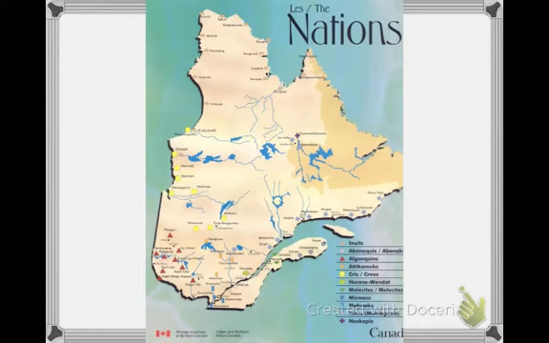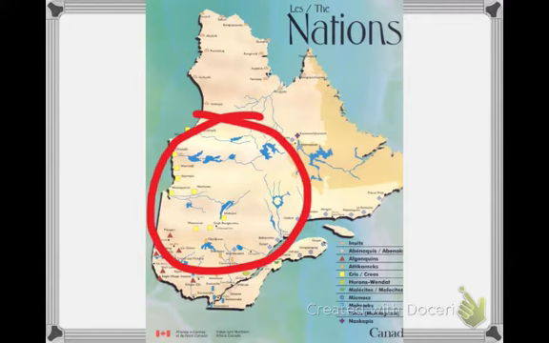This map here shows where many present-day Algonquin communities lived. Like we said before, they live to the north of the St. Lawrence Valley, but to the south of the Arctic. So most of these groups are found kind of in the middle here of the Canadian Shield.